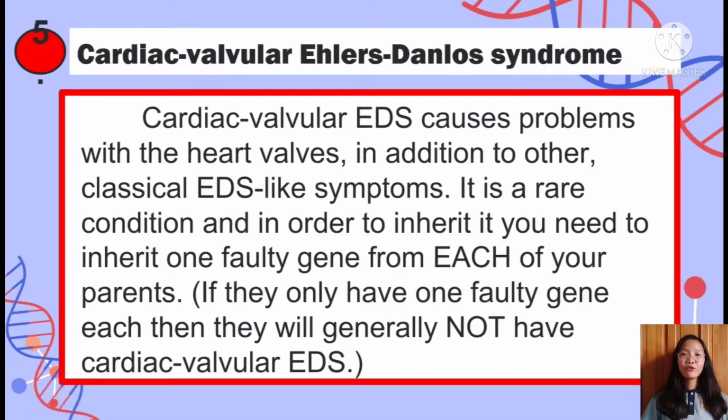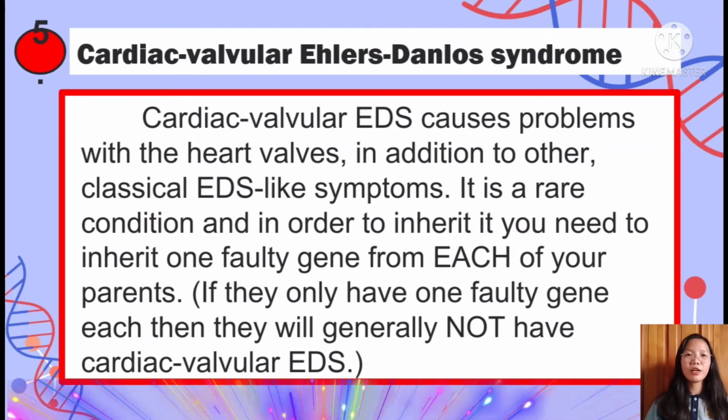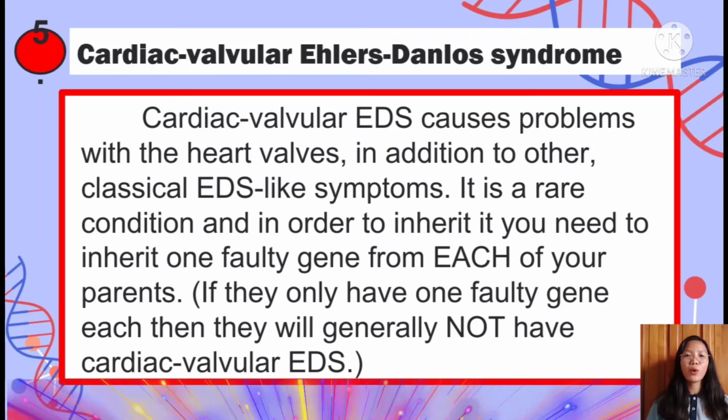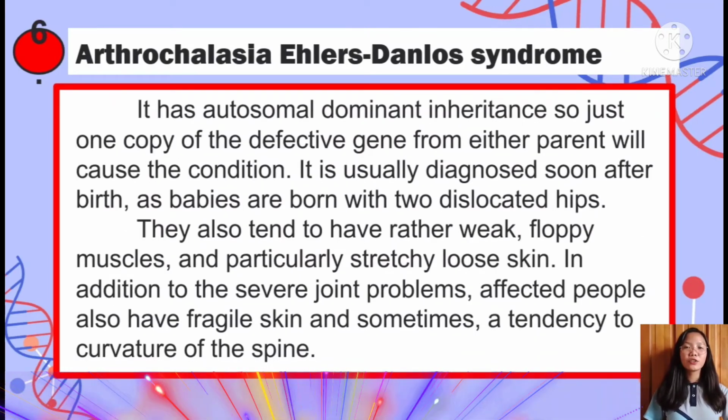These are life-threatening effects which usually occur in young adulthood, making this an extremely difficult diagnosis to be given. Fifth is the cardiac valvular Ehlers-Danlos Syndrome. It causes problems with the heart valves in addition to other classical EDS-like symptoms. It is a rare condition, and in order to inherit it, you need to inherit one faulty gene from each of your parents.